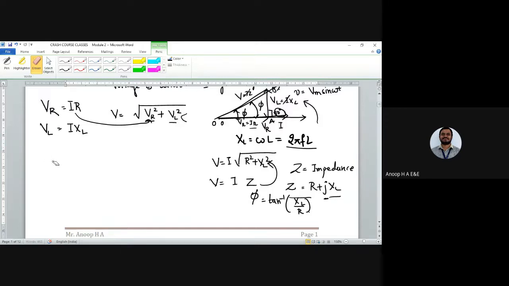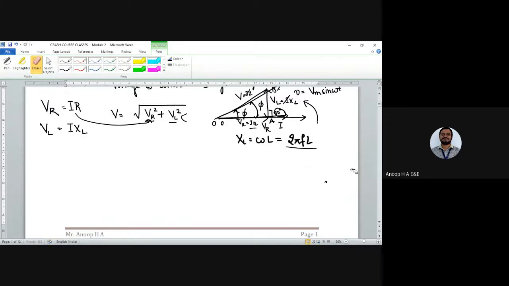Or shall we write the current equation and all? So we will see. Okay then, fine.